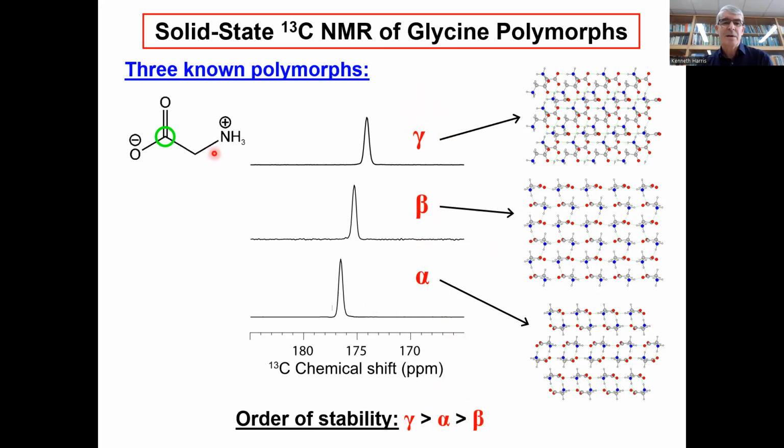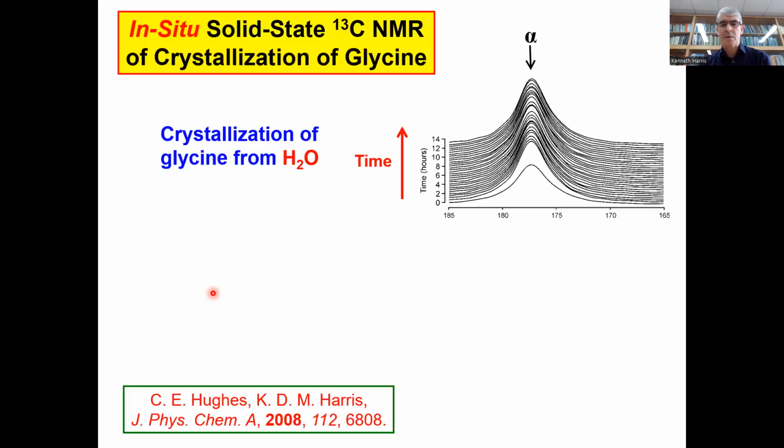and beta is significantly less stable, the least stable polymorph among these three. But fortunately for us, we can clearly see a difference in the isotropic carbon chemical shift for the carboxylate carbon environment in these three polymorphs, as indicated here. So that allows us to very readily determine which polymorph is present at different stages of time during crystallization.